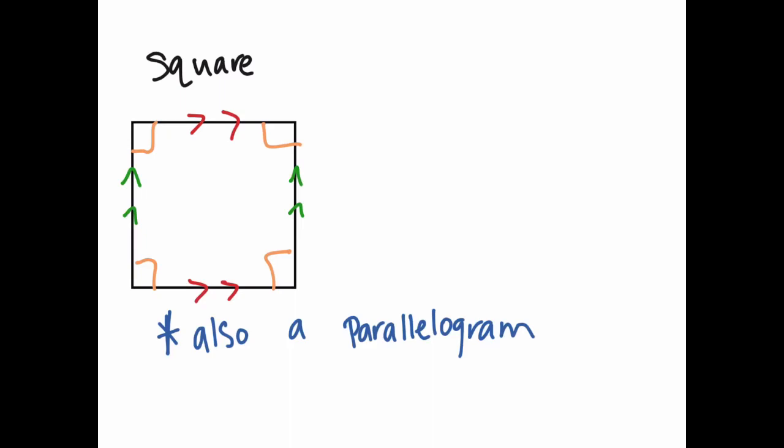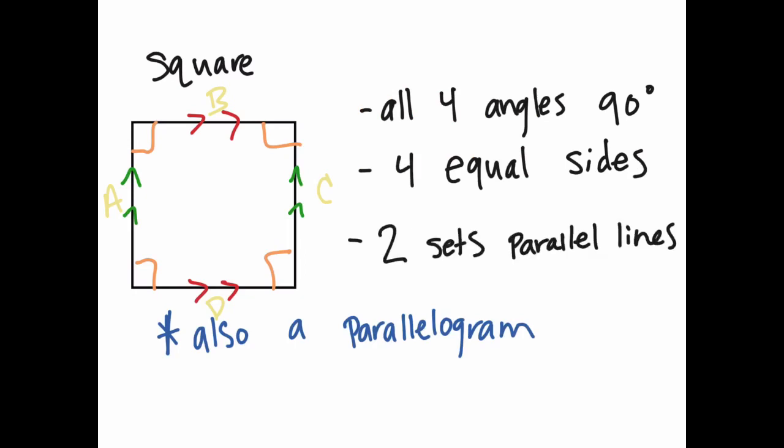But something different about a square that is not a quality of a rectangle is the fact that all four of the sides, so A, B, C, and D, are all congruent. So remember, a square is going to have four 90-degree angles, four equal sides, and two sets of parallel lines.